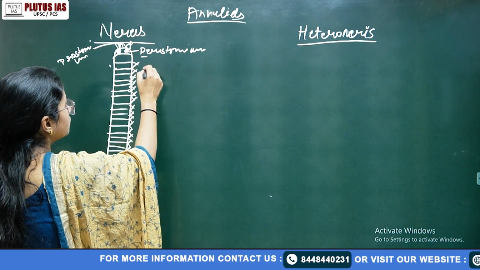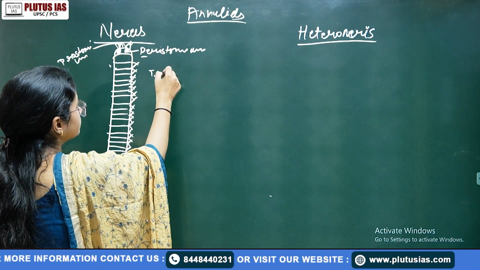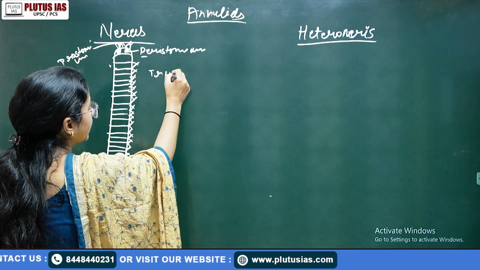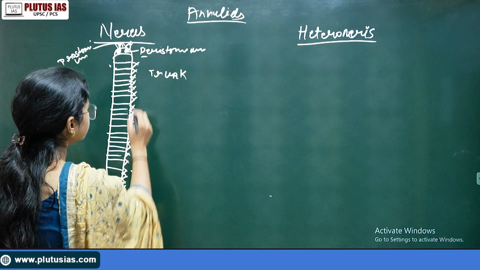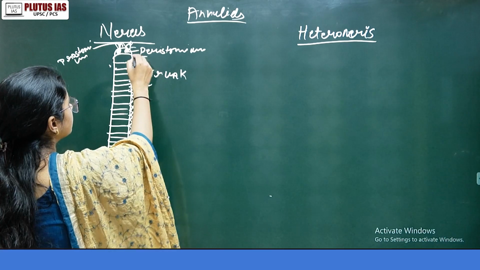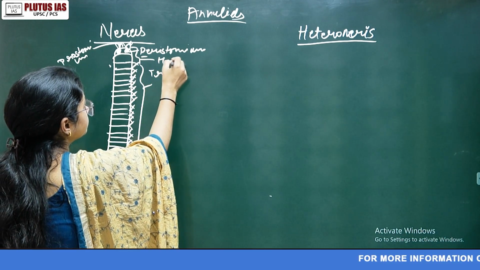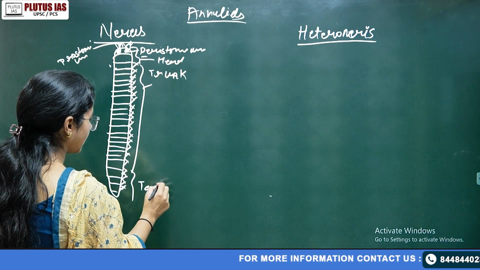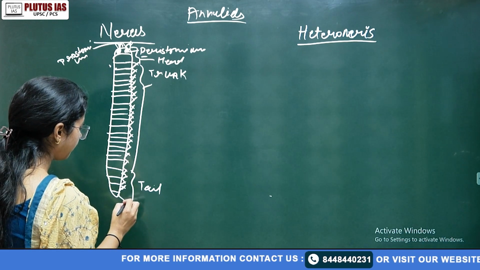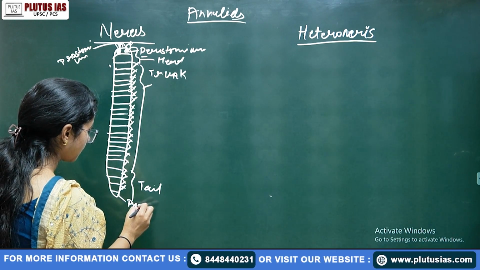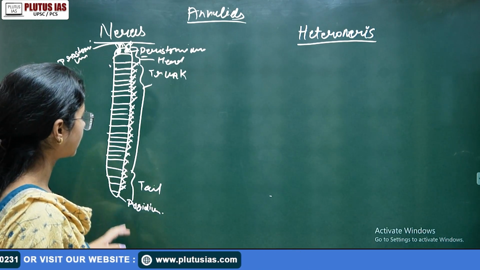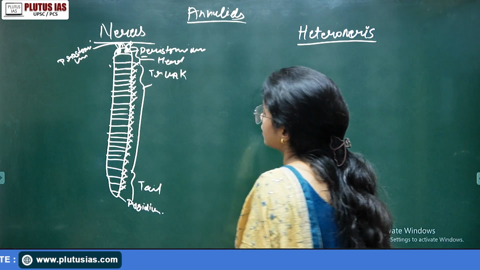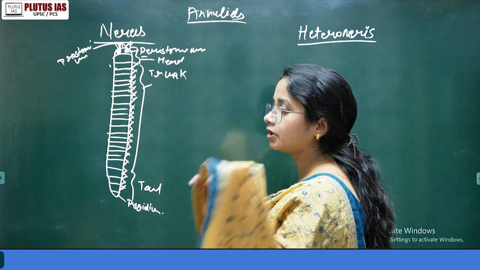The body is divided into head, trunk and tail. The last segment is known as your pygidium. The setae are found in every segment except the last segment. Suppose this is your structure of Nereis. This is in the normal form.